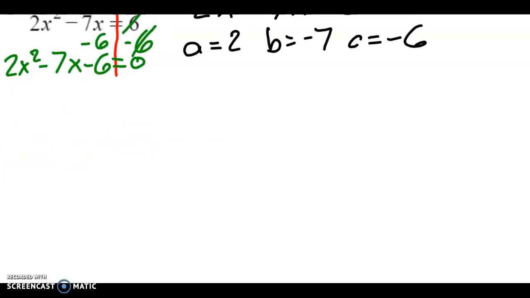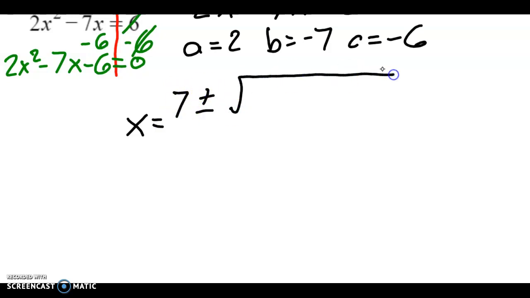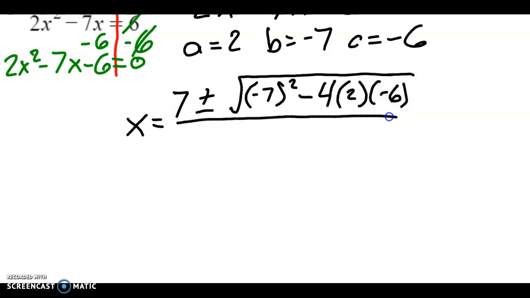So x is equal to the opposite of b, which in this case will turn a negative 7 to a positive 7, plus or minus the square root of b squared, so make sure that negative is a part of what we're squaring, minus 4 times a, which is 2, times c, which is negative 6. And then it's all over 2a, which is just going to be 2 times 2.